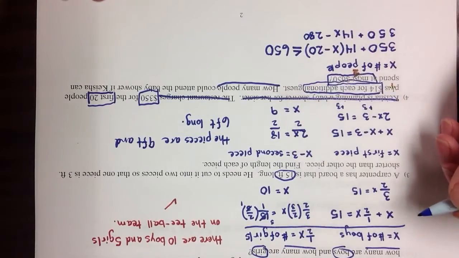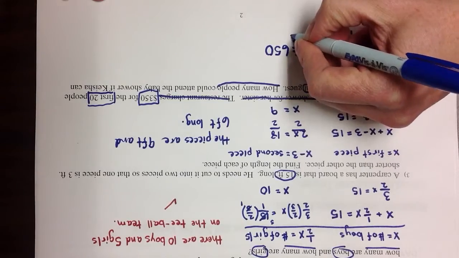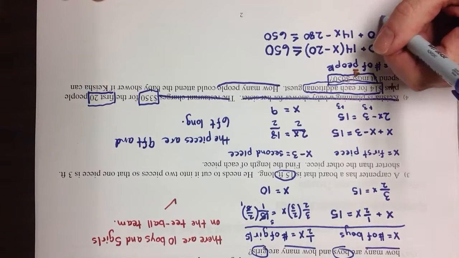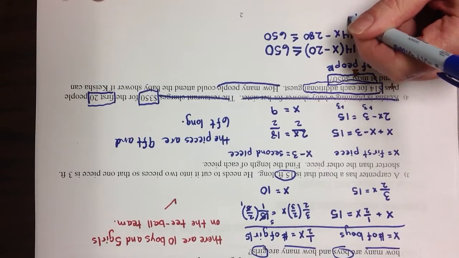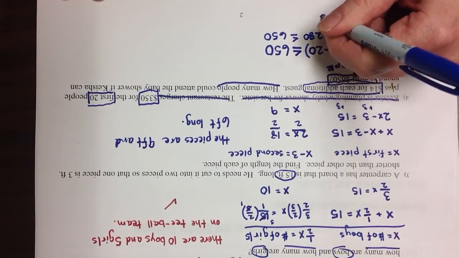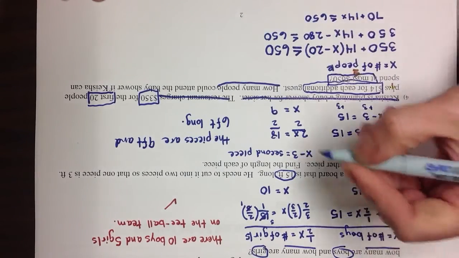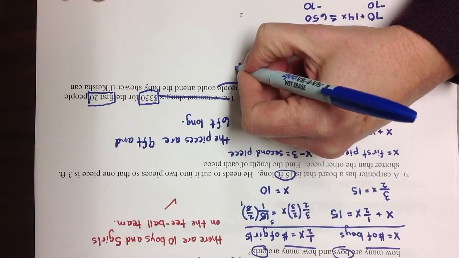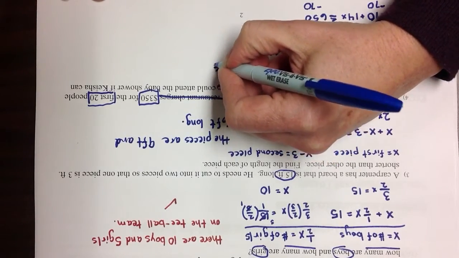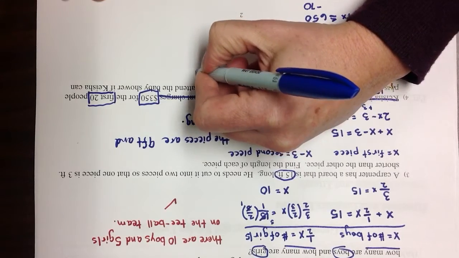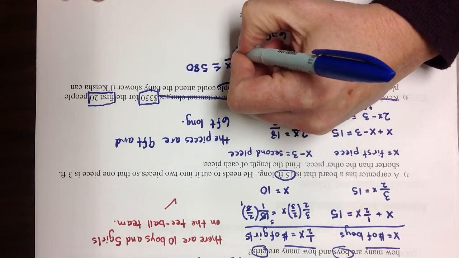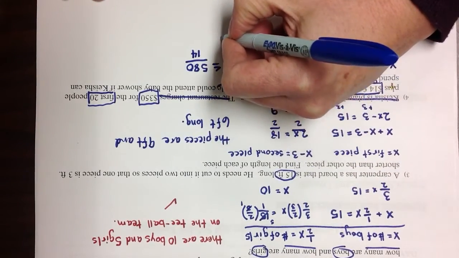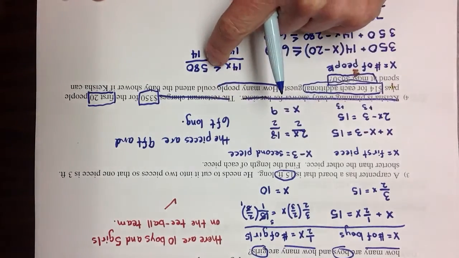So 350 plus 14x minus 280 needs to be less than or equal to 650. When we combine our like terms on this side, we'll get 70 plus 14x is less than or equal to 650. Then subtracting 70 from each side, we'll end up with 14x is less than or equal to 580. And then our final step is to divide by 14. And now that we have proven we know how to do division, I'm going to pull out a calculator to do that long division.